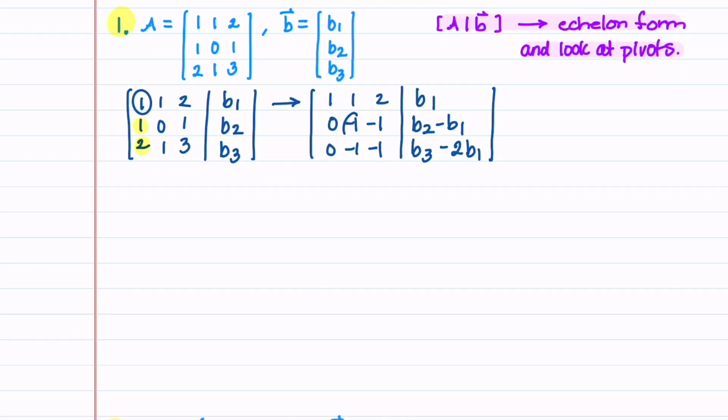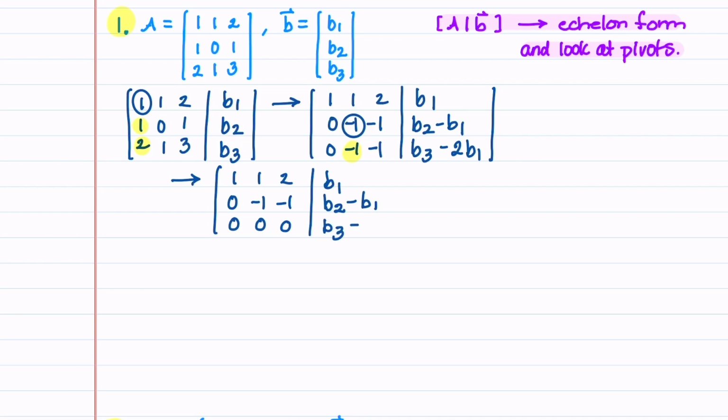We'll now work off this pivot and get a 0 below it. This gives us 1, 1, 2, B1, 0, -1, -1, B2 minus B1, and then 0, 0, 0. And now we have to think. We're multiplying our second row by -1 and adding it to our third row. So we have B3 minus 2B1 minus B2 plus B1.